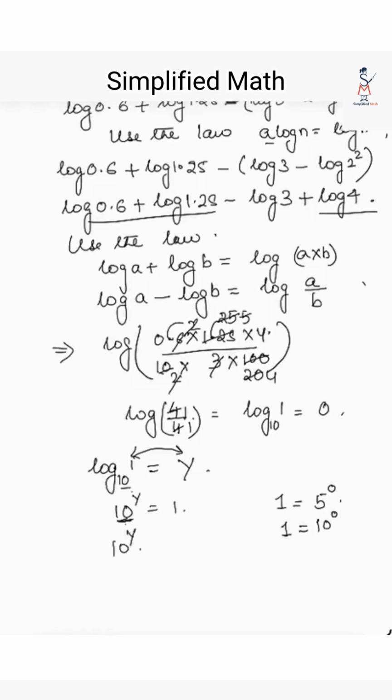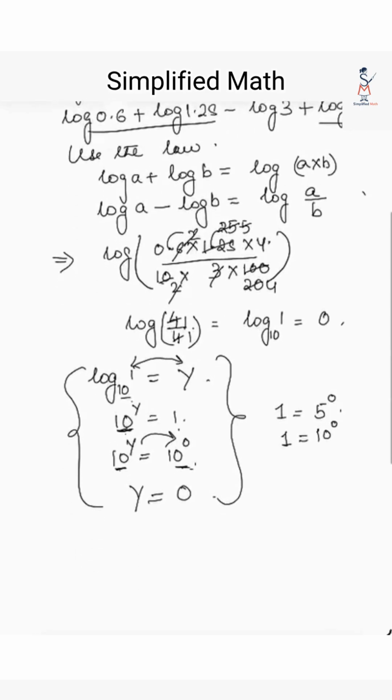So what we can write? 1 as 10 raised to the power 0 to make the base same. So the bases became same, 10 and 10. So y has turned out to be 0. This is why log of 1 to the base 10 is 0. Log of 1 to any base, not any number. Log of 1 to any base is 0. So this is log 1, which turns out to be 0.